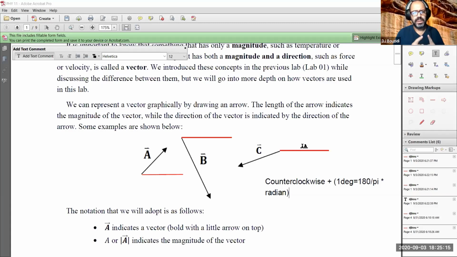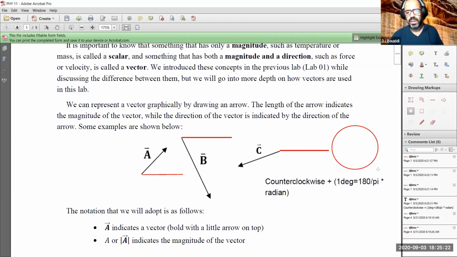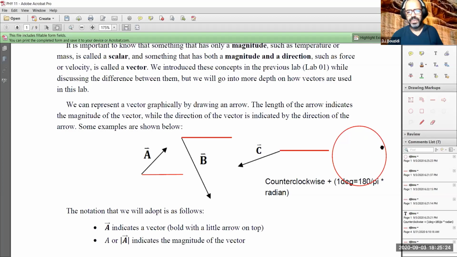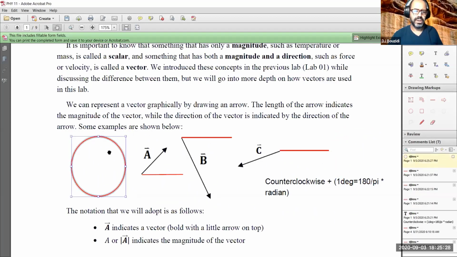There is something you need to be aware of when you come to angles. Angles are actually on a circle. This is the trig circle, okay? And it starts from 0, goes to 90, goes to 180, comes to 270, and goes back to 360, which is the same as 0. You start over again, okay? And 360 plus 90, that's what?